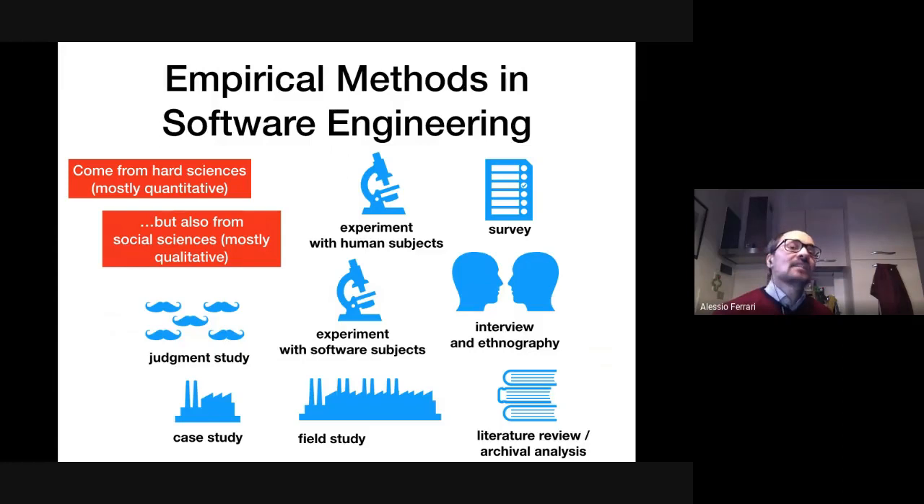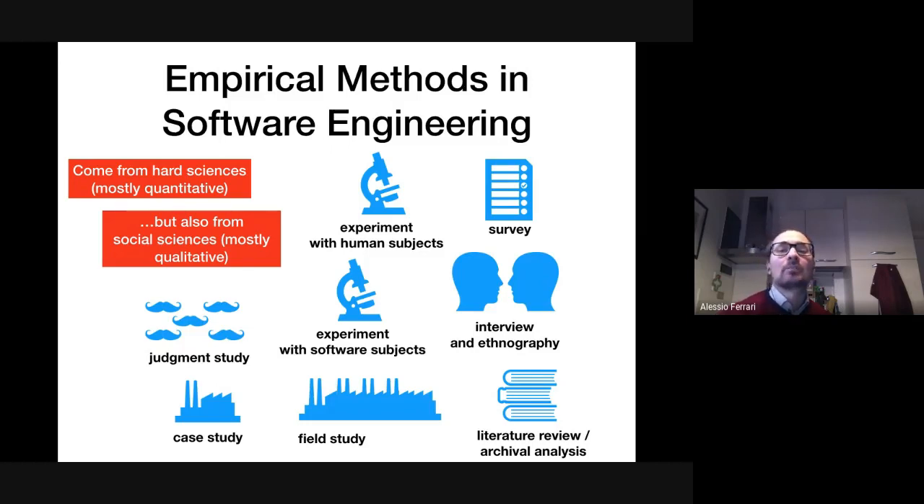Methods from the hard sciences are mostly quantitative, so I normally deal with numbers, okay? Methods from social sciences are mostly qualitative, and you normally deal with words. You will learn about these different methods, both from hard science and from social science. For example, here you have a list of methods. There is no one way of calling these methods. These are just examples.